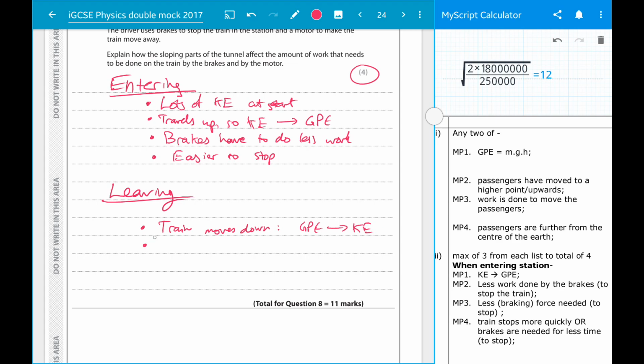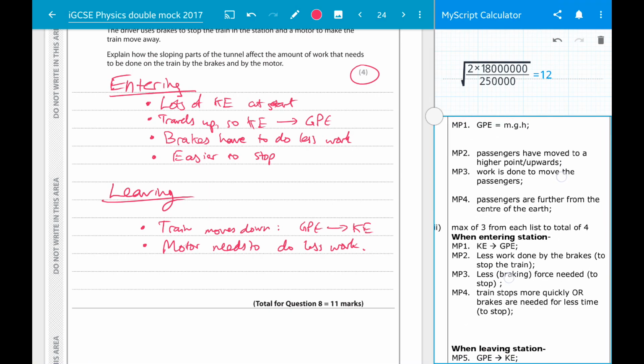So it picks up kinetic energy from the fact that it's actually moving out of the station even without needing to use the motor. So the motor needs to do much less work. And then you could say it's easier for the train to move faster, or it takes less time to get to the same speed.